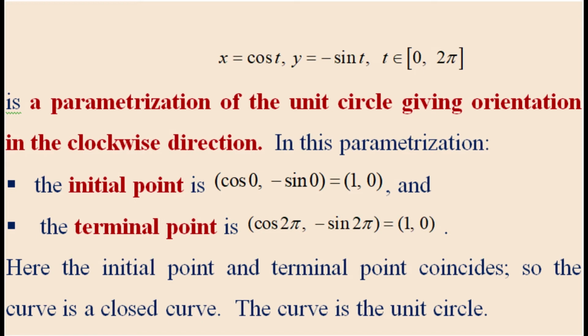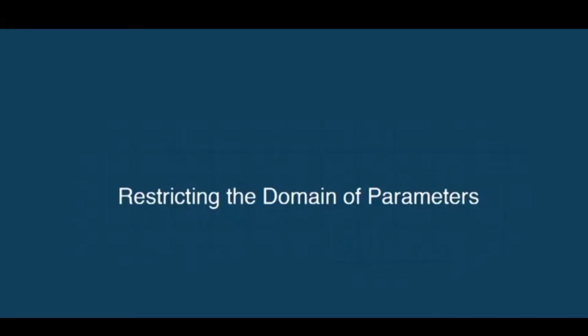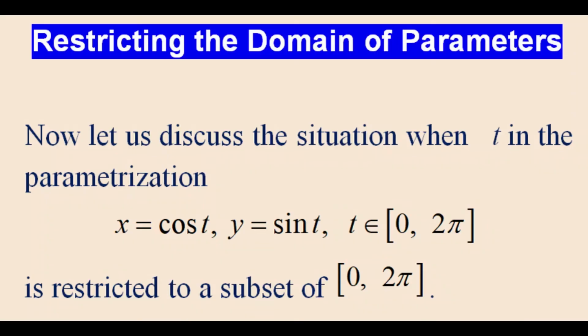In this parameterization, the initial point is (cos 0, negative sin 0), which is equal to (1, 0), and the terminal point is (cos 2 pi, negative sin 2 pi), which is equal to (1, 0). Here, the initial point and terminal point coincide. So, the curve is a closed curve. The curve is the unit circle. We now restrict the domain of parameters.